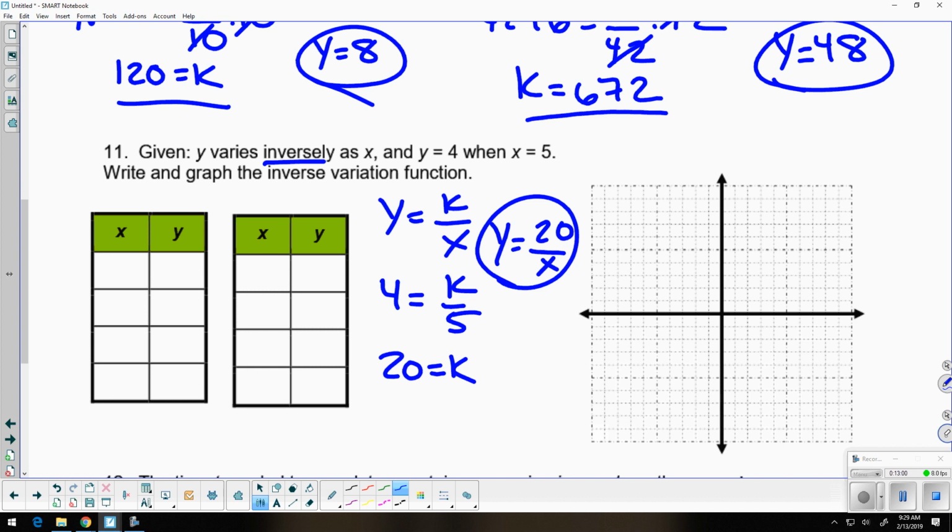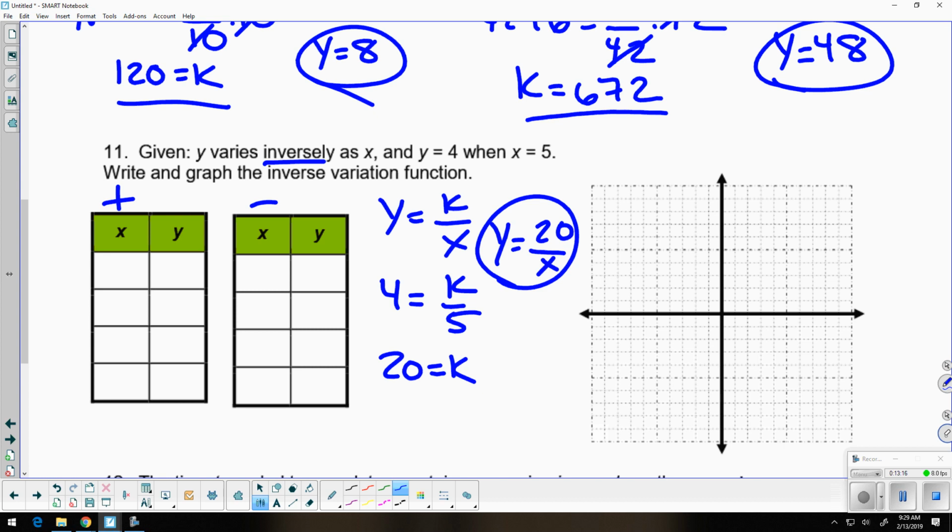All right, so how are we going to graph this? Again, you have two tables set up, right? One table is going to have positive x values, one's going to have negative x values. If you notice, the one value that x cannot be in this case is 0. So I can't plug in 0 for x.